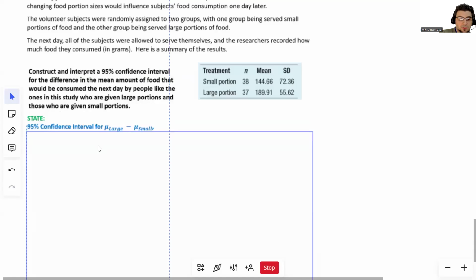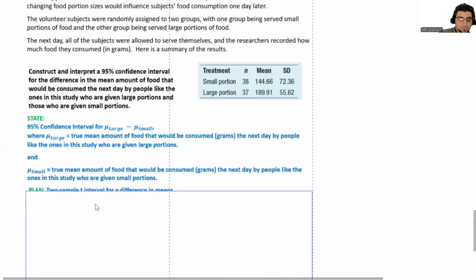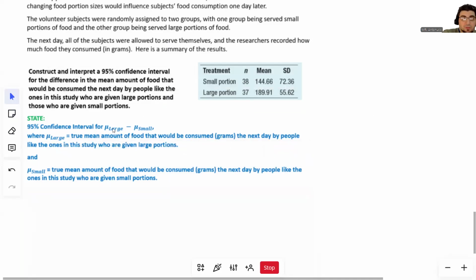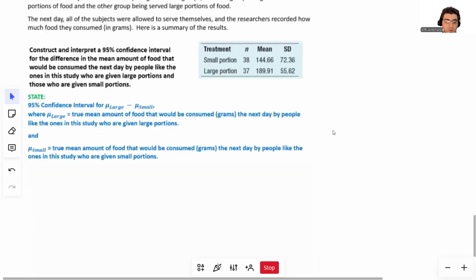The first thing we're going to do is state. So we want to construct a 95% confidence interval for the difference of means. You have to indicate the direction of subtraction here, so large minus small, and define the parameters of interest in the full context. So it's going to take a little writing or typing, but mu large represents the true mean amount of food that would be consumed in grams the next day by people like the ones in the study who were given a large portion. And then mu small is the same thing, but for small portions.